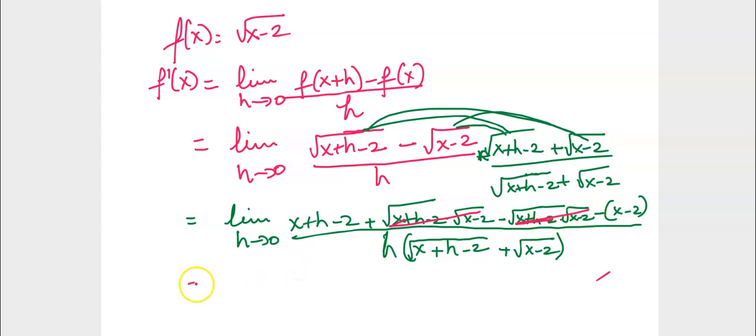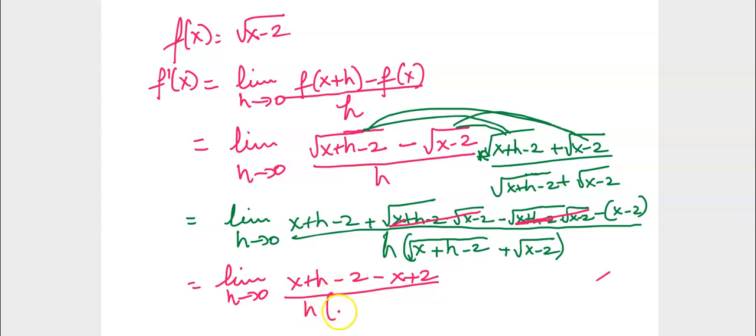So what we have in the numerator is, limit h approaching 0, you have x plus h minus 2. Then since you have a minus there, minus of x minus 2, so that will be minus x plus 2, divided by h times the parentheses, square root of x plus h minus 2 plus square root of x minus 2.